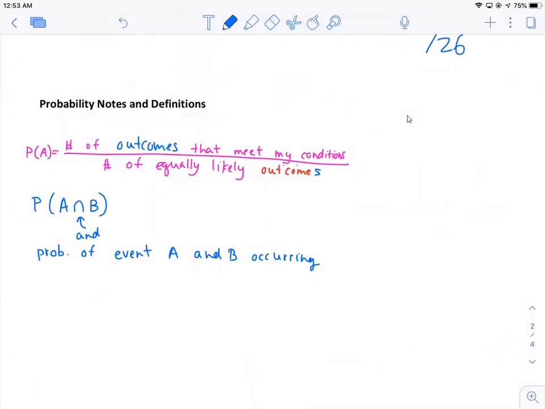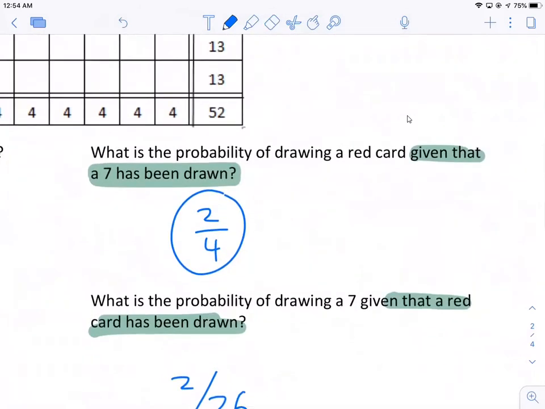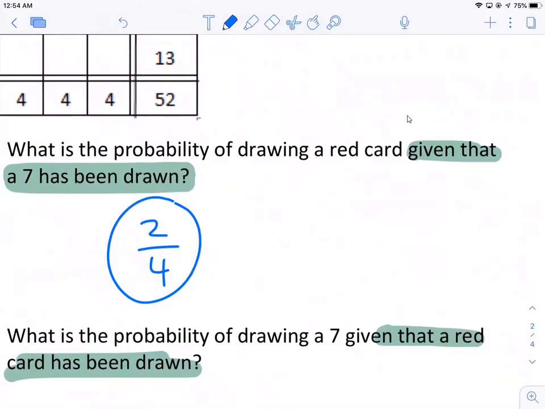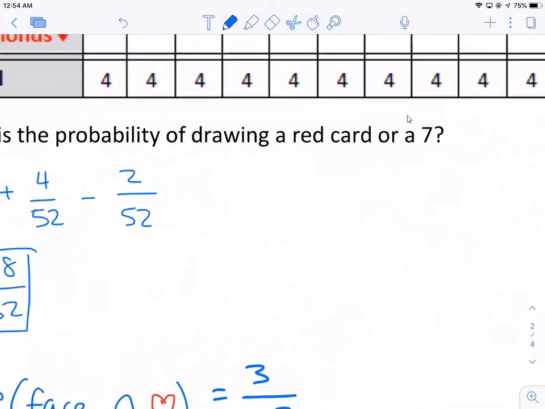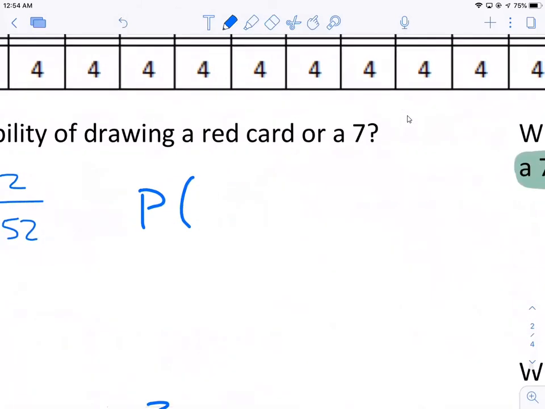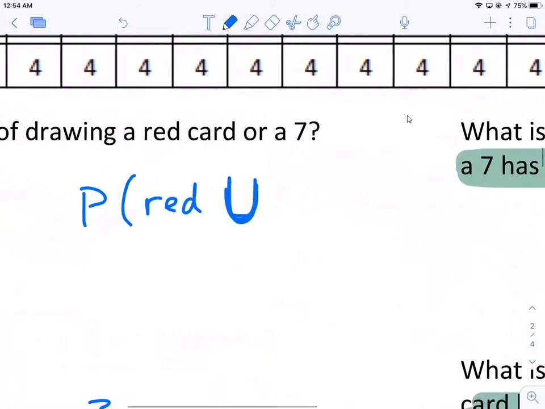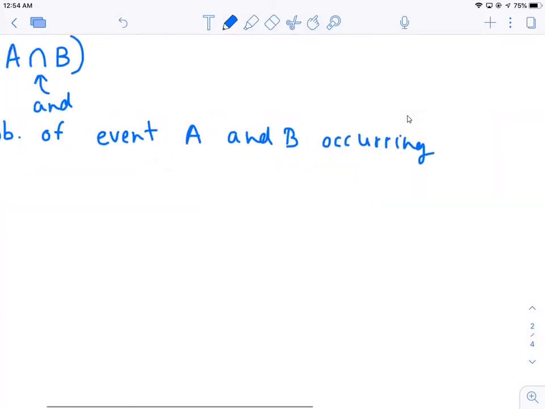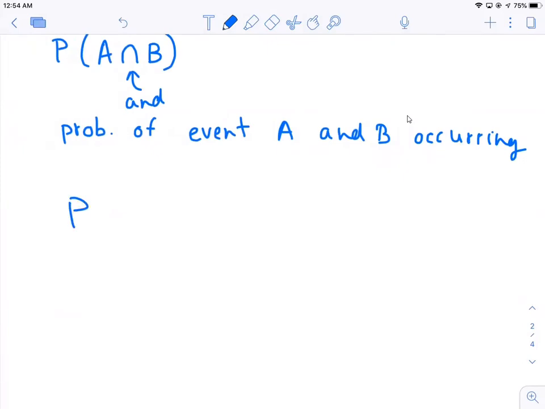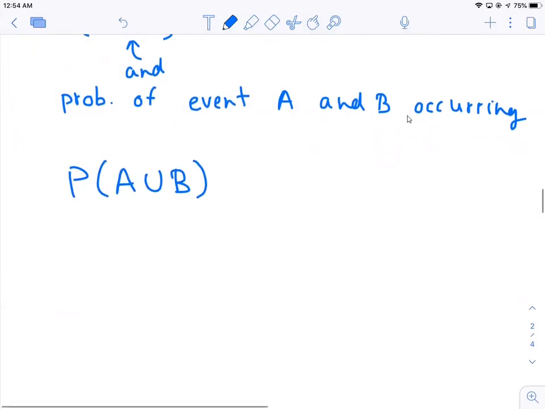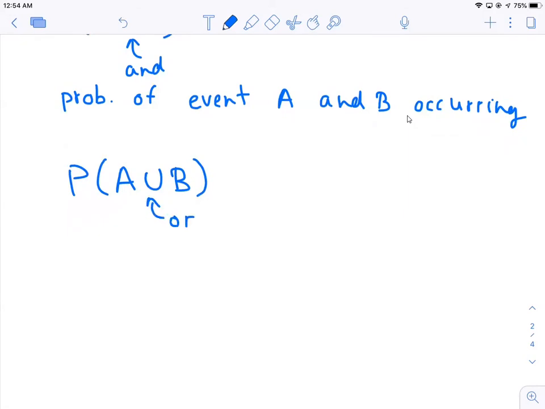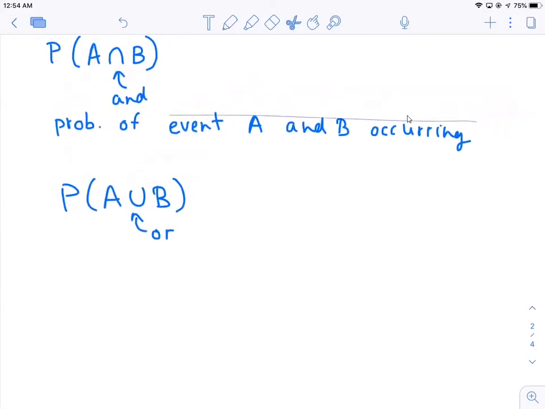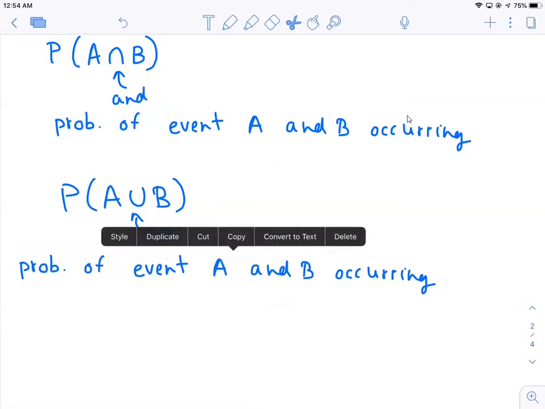The way we notate or is we're going to use the U shape. So when I said what's the probability of drawing a red card or a 7, the way we would write this is probability of red, and then U, for union, that's or 7. So the probability of A or B, that's the or symbol. And in words, this is the probability of event A or B occurring.